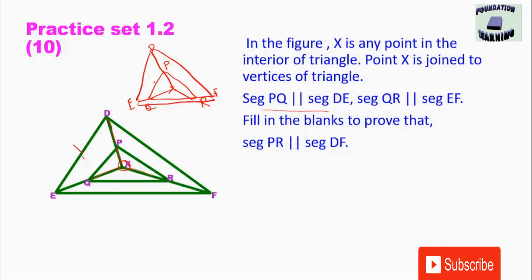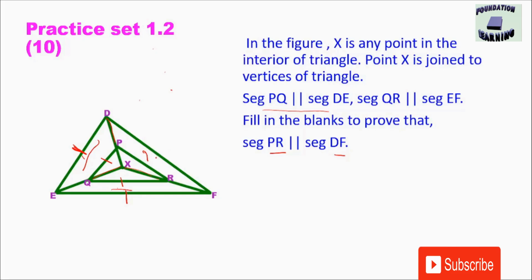So let's look at this figure now. Sec PQ is parallel to DE. And QR is parallel to EF. Fill in the blanks and we have to prove that PR is parallel to DF. Now these two parallel lines we have got, this parallel and this parallel, and we have to find that DF is parallel to PR. So fill in the blanks. The blanks are there, so I will just write the question.